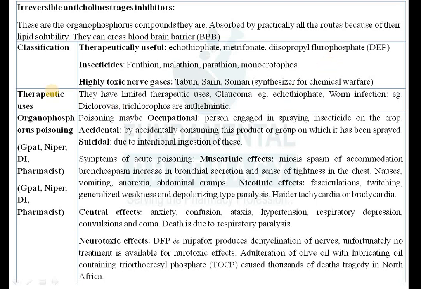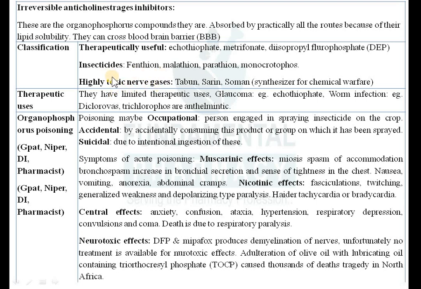Next are insecticides like phenathion, parathion, malathion and monocrotophos. All these are names of pesticides. Those who are from a rural background or from a farming family might be aware of these names: malathion, parathion, monocrotophos. They are insecticides.